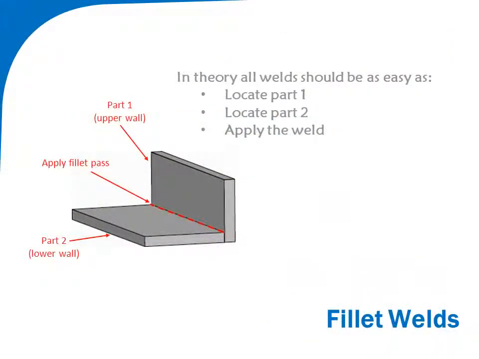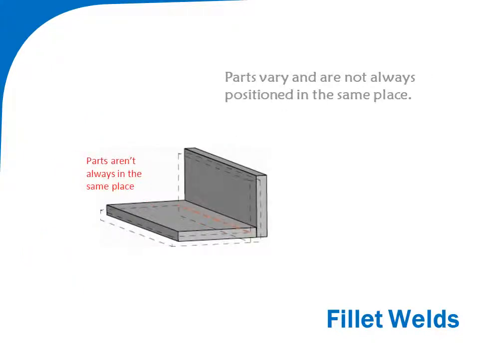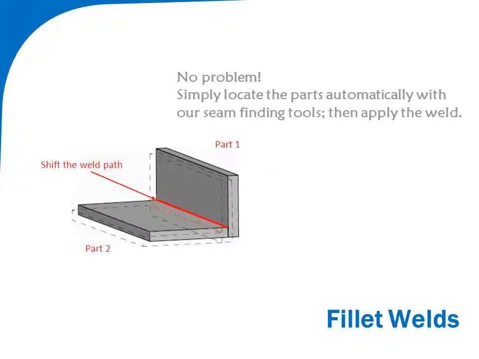A fillet weld is the most common joint type. Locating the upper and lower walls, or parts, allows us to determine the optimal location of the weld seam. Parts aren't always consistent in quality or presented in the same location, making it difficult to locate the weld seam. Using our seam finding tools, it's easy to locate the upper and lower parts and adjust the seam location as parts shift.